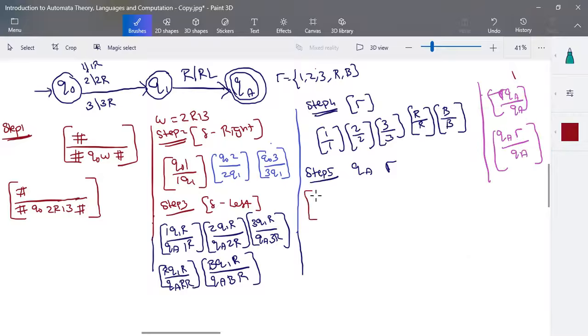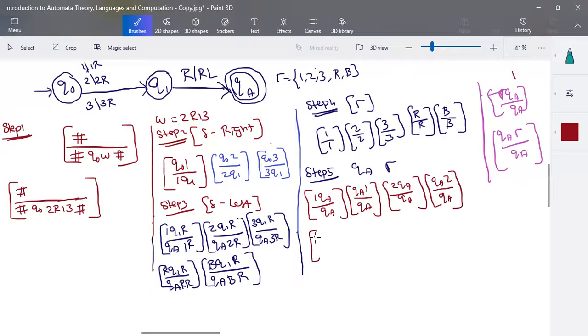So 1 QA can be written as QA, or QA1 can be written as QA. This is the conception phase here. You'll know about it when you are solving a problem. 2 QA can be written as QA, and QA2 can be written as QA. 3 QA can be written as QA, and QA3 can be written as QA.